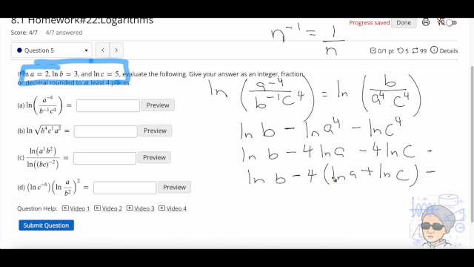Now, you'll notice that we have ln b. We have everything we need here. Ln of b is 3 minus 4 times ln of a is 2 plus 5, which is 7. This is 3 minus 28. So that means that our first answer should be a negative 25.